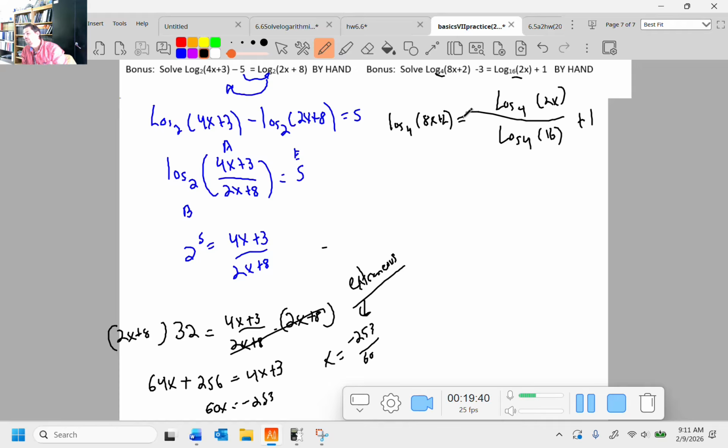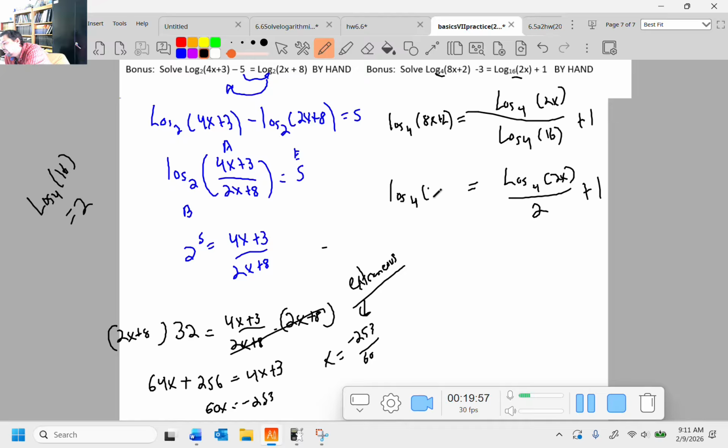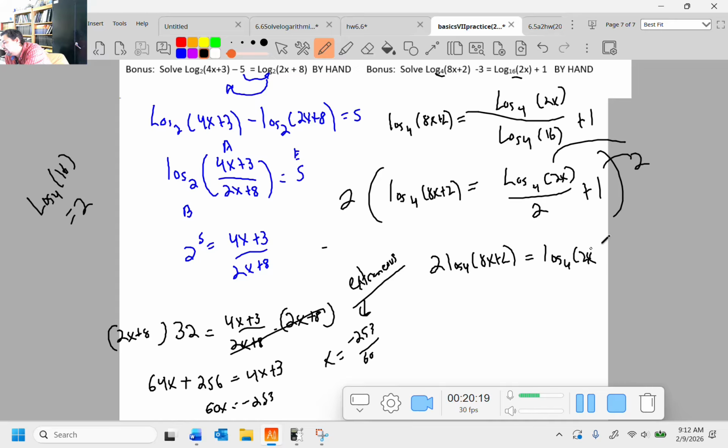Now, log base 4 of 16, or argument 16, is actually 2. Because what power of 4 creates a 16? It's a 2. So this becomes log base 4 of 2x, sitting pretty over a 2, and then add 1. All right, next move, double both sides. Or I could subtract 1, but I'm going to double both sides. So 2 log base 4 of (8x + 2), think about the 2 here, goes there, cancels, goes here, plus 2, is a log base 4 of twice x plus 2.